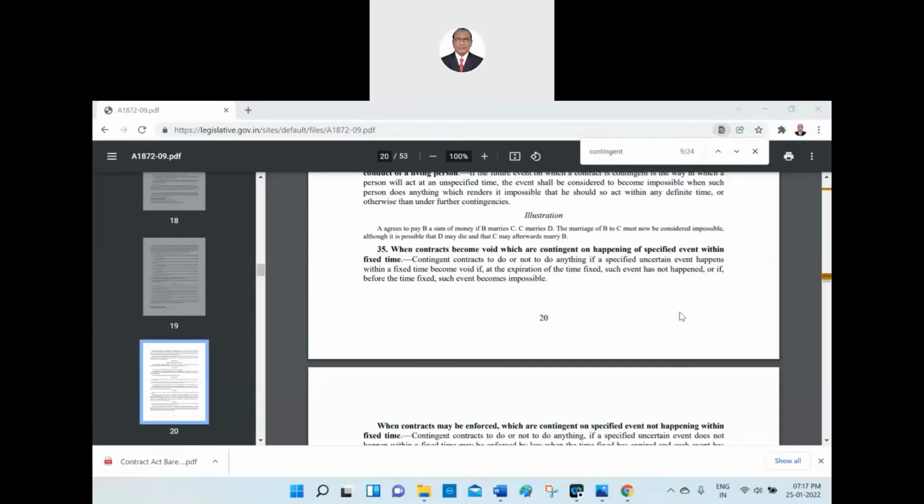Here, A agrees to pay B a sum of money. What is the condition he put? If B marries C, A is ready to pay the money. But C married D, which means B cannot marry C. It is impossible. When it becomes impossible, do you think it is a valid contract? No. The marriage of B to C must now be considered impossible, although it is possible that D may die, and then C may afterwards marry B. If that is possible, then it can be valid.